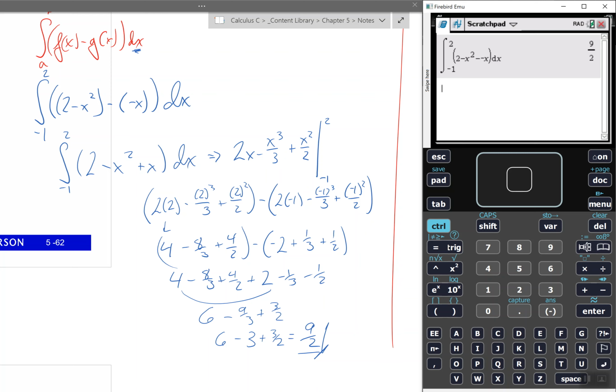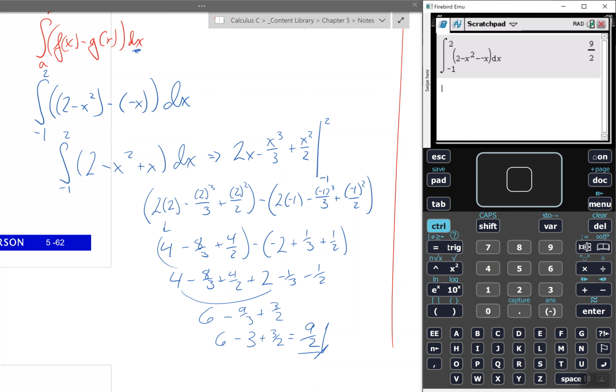Okay, so now we've got everything we need to set this integral up. So the integral from -1 to 2. Our top function is x plus 1. Our bottom function is x squared minus 1. And we are doing this integral with respect to x, so dx.